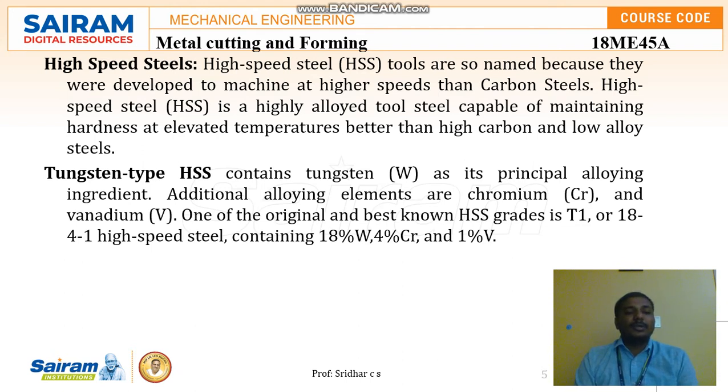Next one is about the tungsten type. Tungsten is the principal alloying ingredient. Additionally, we are adding elements such as chromium and vanadium. This is one of the original and best known high speed steel grades. These are some of the types of tools that are used in the tungsten type.